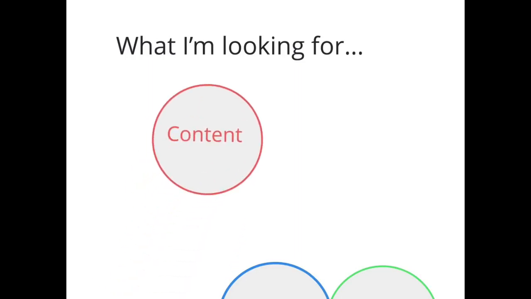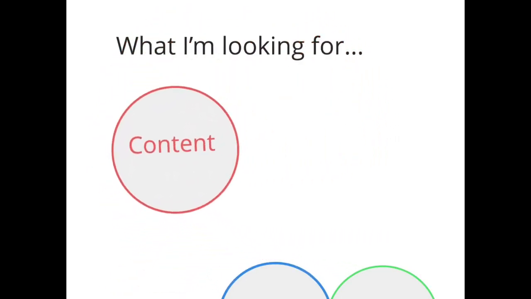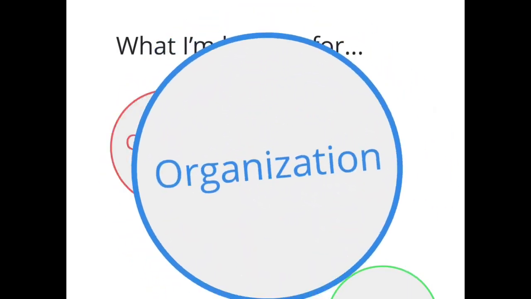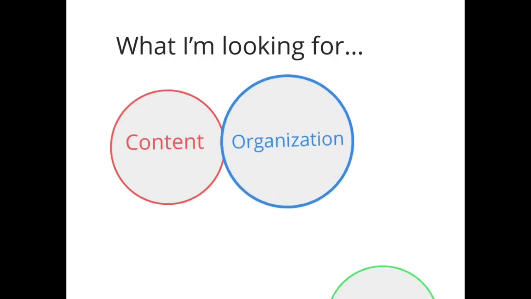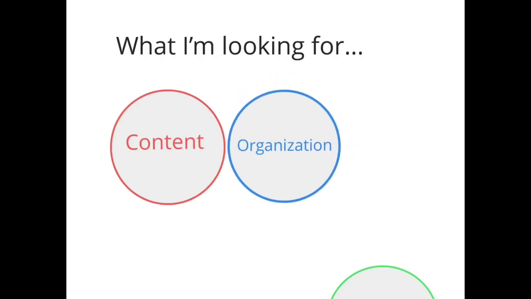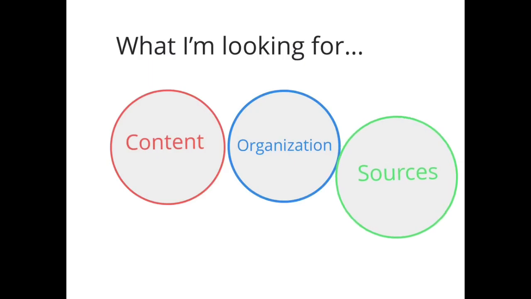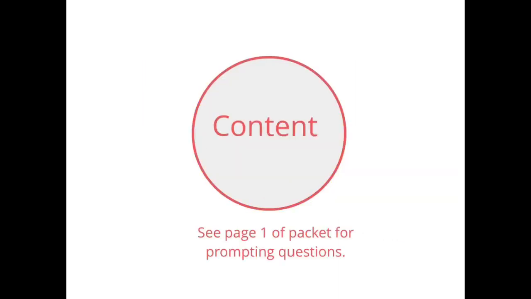I'll be looking for your content, what you're planning to say in your paper. I will be looking for your organization. I'll be looking for the chronology, the order, the structure for your research paper. I will also be looking for your sources. What information are you including from which source? From all the resources from the project you've been researching. So your content, your organization, and your sources. So let's break this down.